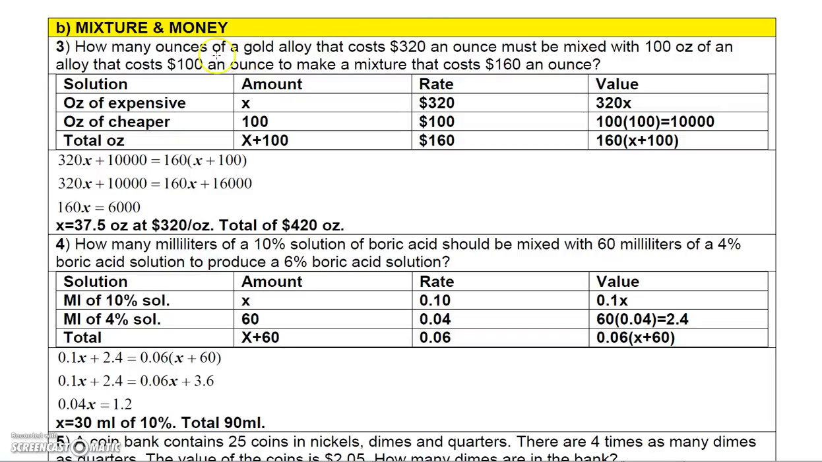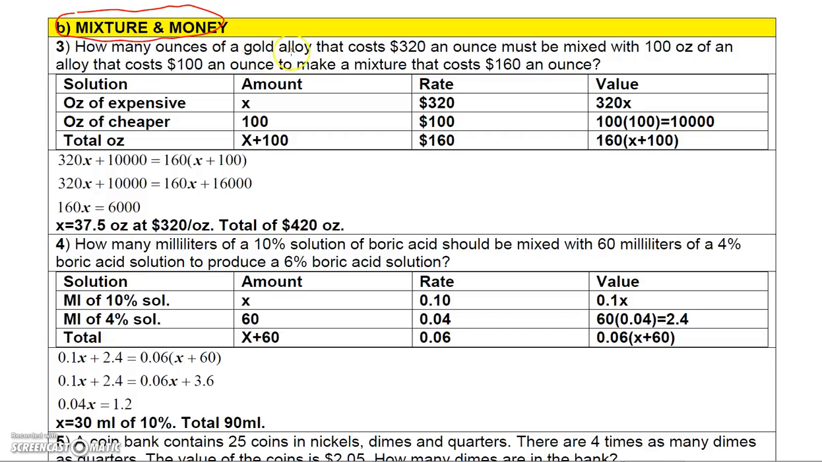Okay, the next thing we're going to talk about, we're still in 1-3, which is linear models. We're going to talk about mixture and money problems. Mixture generally consists of mixing two elements or two items together and using their costs per unit to determine a solution. Let's take a look at the first example.